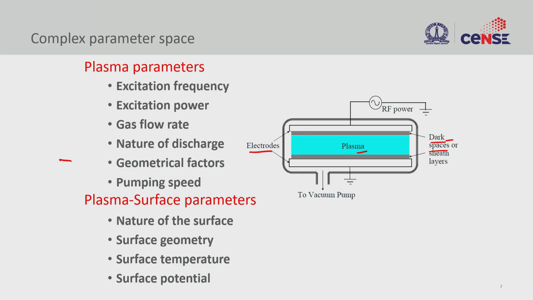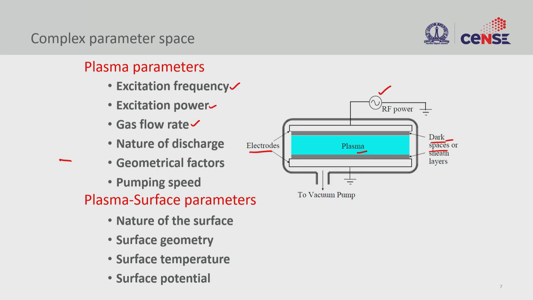But then there are two types of plasma parameters. One is the excitation frequency. We are going to feed some energy, right? So that energy frequency can be DC also, and it can be RF. So what is that, right? And then the power that we give, right? How much power we are going to give.